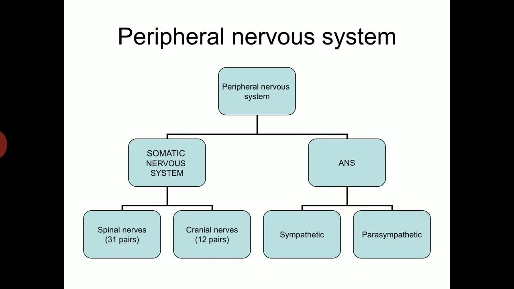Now peripheral nervous system, somatic and autonomic, there are two parts of this peripheral nervous system. Now this somatic nervous system is basically made up of spinal nerves, 31 pairs of spinal nerves are there, and cranial nerves, there are 12 pairs of cranial nerves. An autonomic nervous system is made up of sympathetic and parasympathetic nervous system.